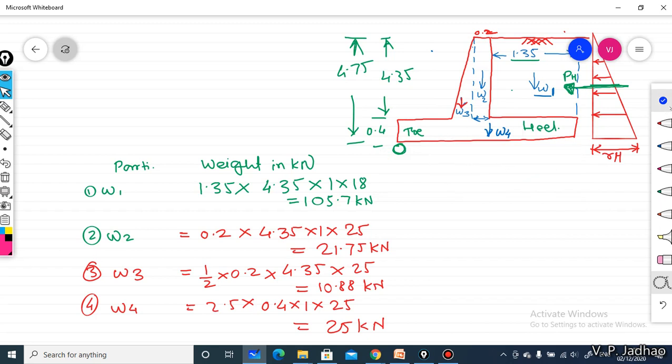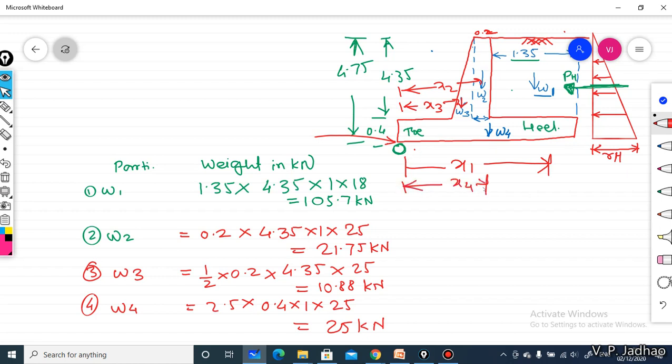Okay, now we have to calculate at what distance these forces W1, W2, W3 and W4 are acting from this particular point O. Let us consider the distance at which W1 is acting as x1, W2 as x2, W3 as x3, and W4 as x4. So we have to find out the values of x1, x2, x3 and x4, with x in meters.